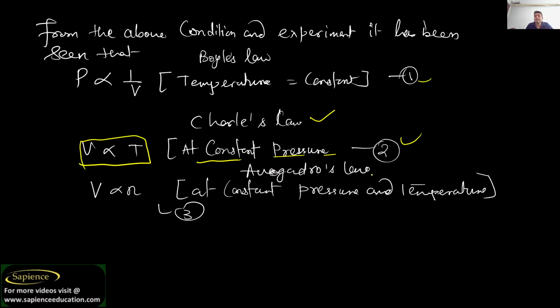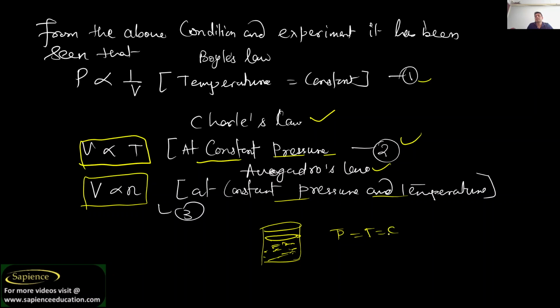Now I am talking about Avogadro's law. What is Avogadro's law? At a constant pressure and temperature, volume is proportional to number of moles. See, they told that pressure will remain constant. See here, same piston and cylinder. Pressure will remain constant, temperature will remain constant. It means that we are not applying heat from outside.